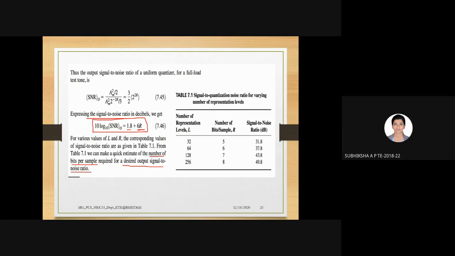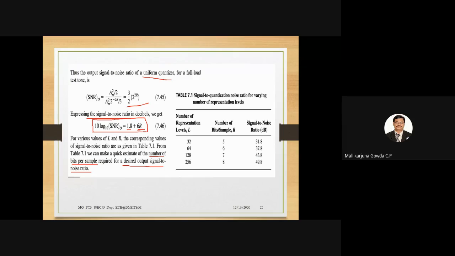Yes, sir. Because output SNR is equal to 1.8 plus 6R, right? I said R is the number of bits used to represent the quantization level. So every bit contributes an amount of how many dB? 6 dB to the signal to noise ratio. That is what is called the 6 dB rule. So this is the expression for output SNR of the uniform quantizer.